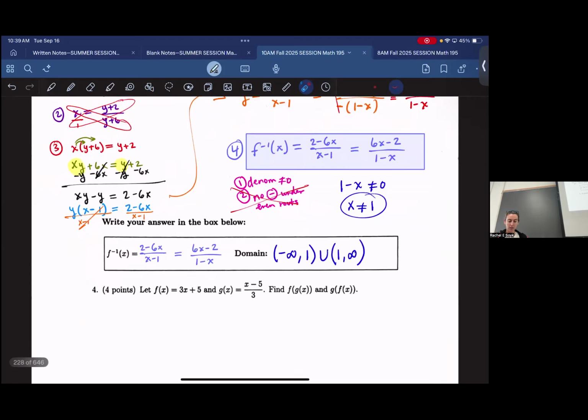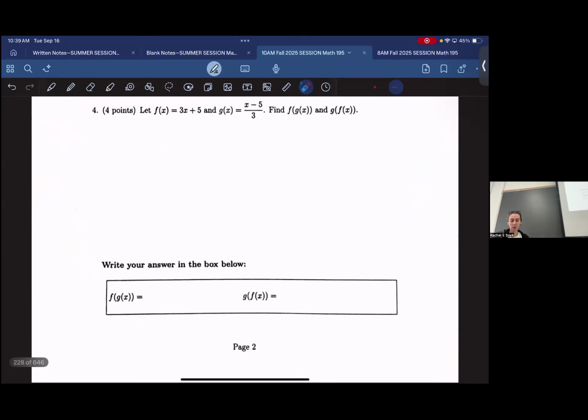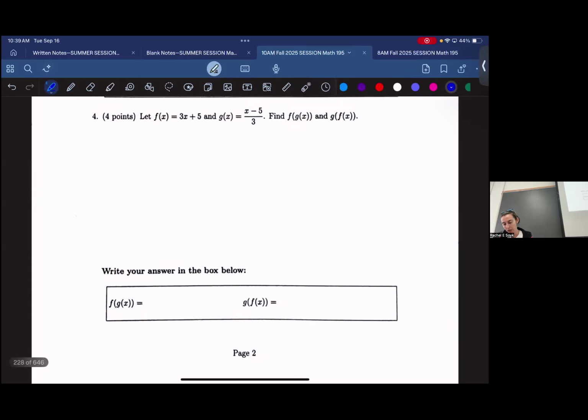All right. And then the last question, question 4, we are given 2 functions, f of x and g of x, and we just want to find their compositions of one another. So let's do f of g of x first. Wherever you see your x in f of x, we are going to create some parentheses. So f of g of x equals 3 parentheses plus 5. And then inside those parentheses, we're going to put in our g of x.